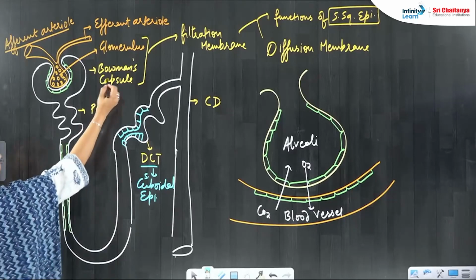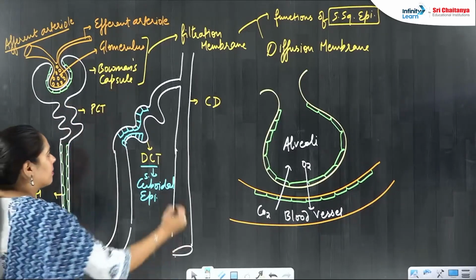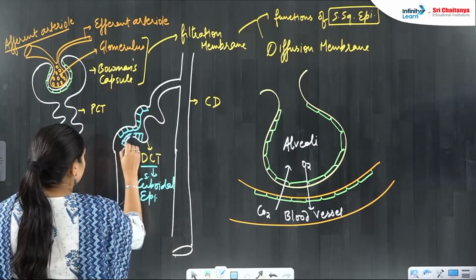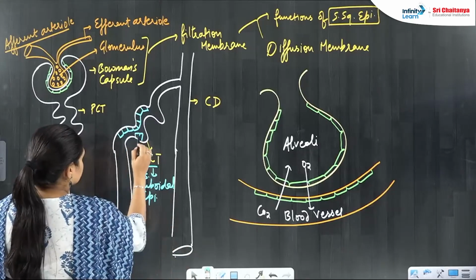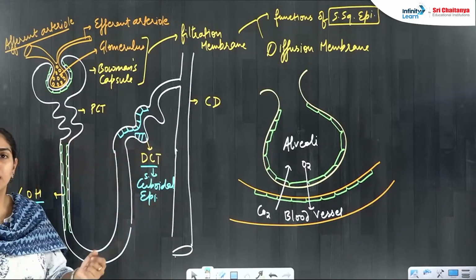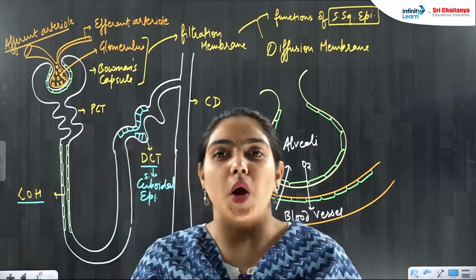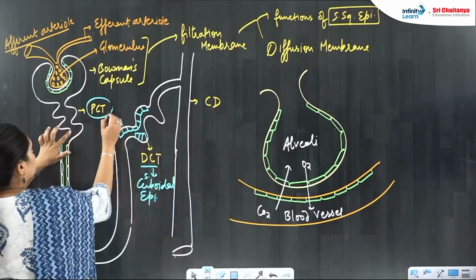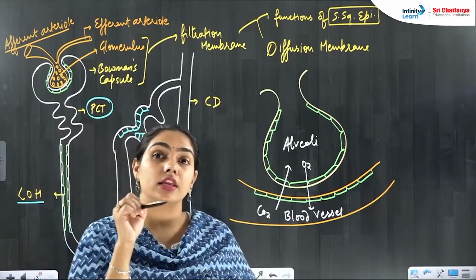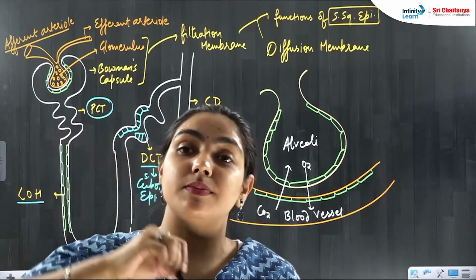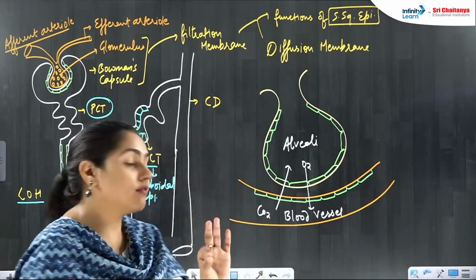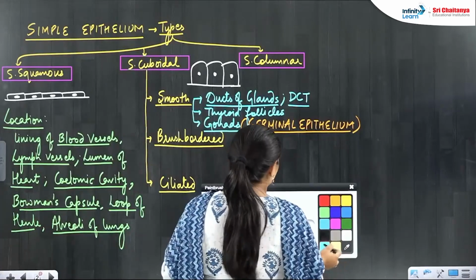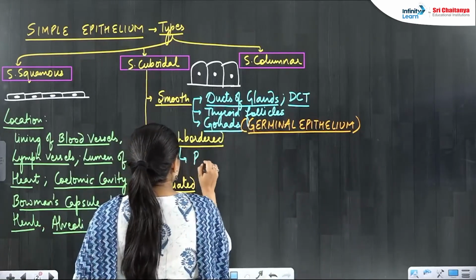Here in the loop of Henle and Bowman's capsule, it is squamous epithelium, but here you will see cuboidal epithelium, cube-like cells. Are you understanding this? DCT, cuboidal epithelium. Now, if we come to the PCT, there are cuboidal cells but with a modification, and this modification is microvilli. So, a very important location. Brush bordered cuboidal epithelium is present in the PCT.